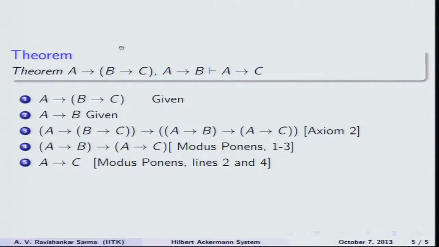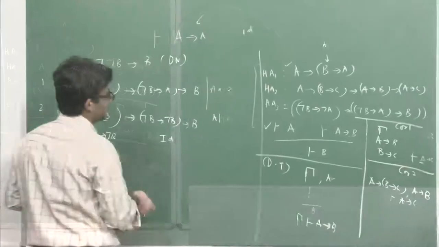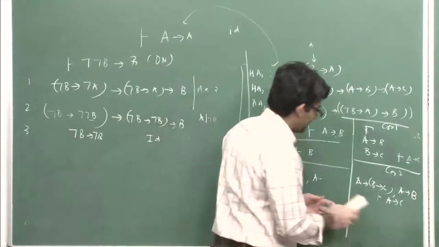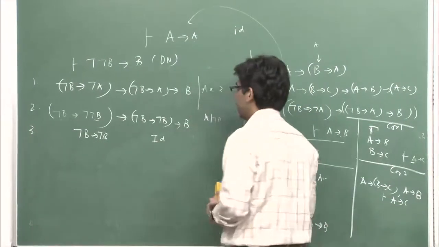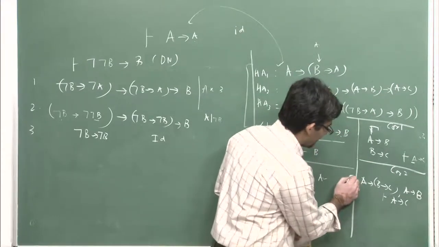And then you apply modus ponens on 1 and 3 because you have the same thing, A implies B implies C. Then what you get is A implies B implies A implies C. Now we already have A implies B, so that means you will get A implies C. If you want to show it clearly, I think we don't have space here, so we will not go into the details of that one. This proof is already there. So this is corollary 2.